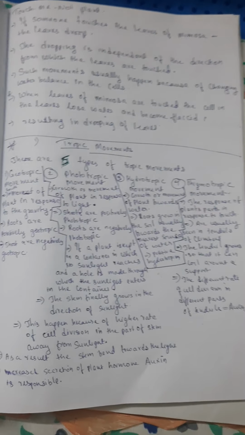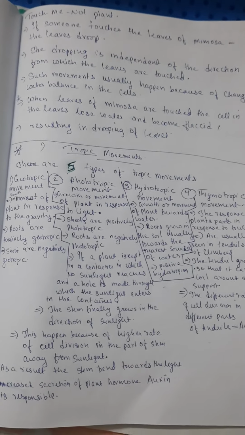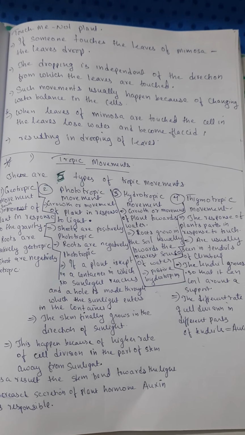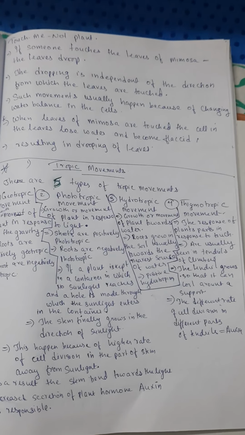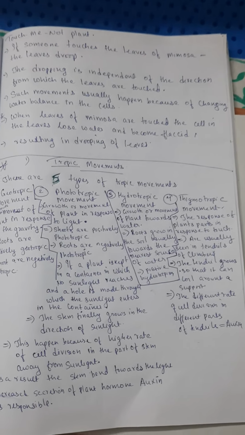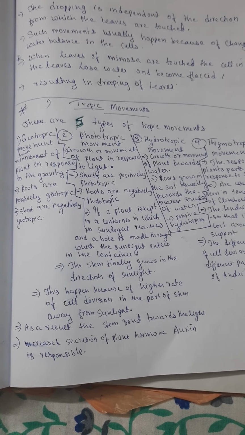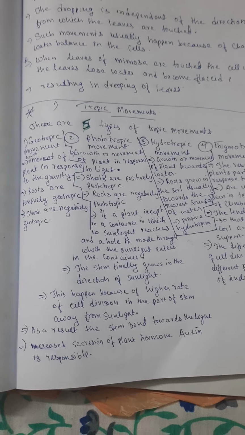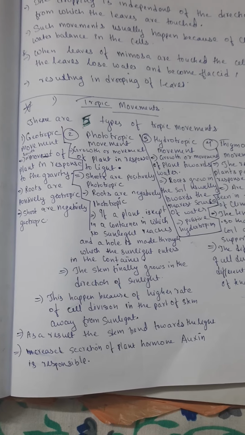There are five types of tropic movements seen in plants, and they are geotropic movement, phototropic movement, hydrotropic movement, thigmotropic movement, and chemotropic movement. Let's learn about these movements in little detail. Firstly, geotropic movement. Growth or movement of plants in response to the gravity is called geotropic movement.